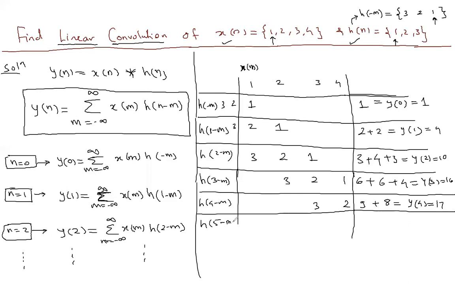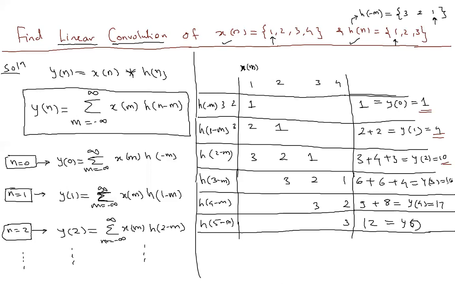h of 5 minus m, if I want to find out. One more shift gives me 3 over here. And now you multiply 3 with 4, that's 12. So 12 is the value for y of 5. And you can clearly see we need to stop here, because if you shift it further, the 3 will go out of the frame, and then you just won't multiply this with anything. That's 0 over here, right? So the next operation is really not needed. And here we got the answer of convolution.